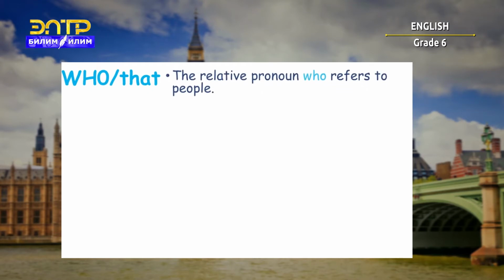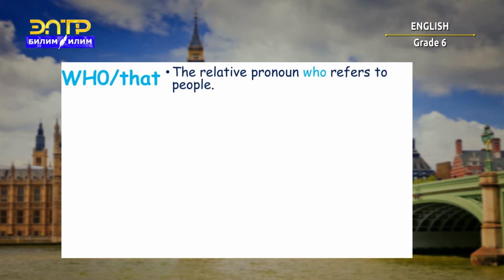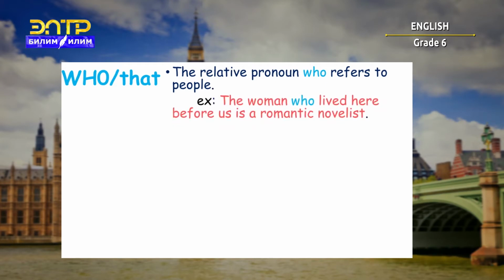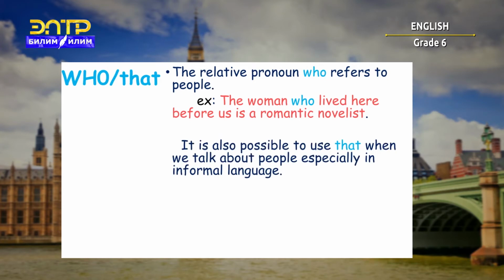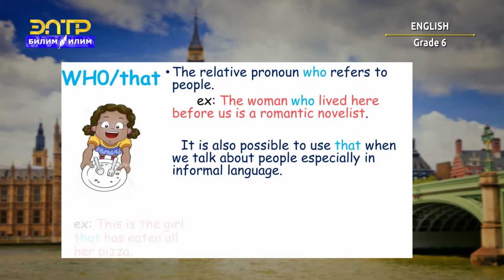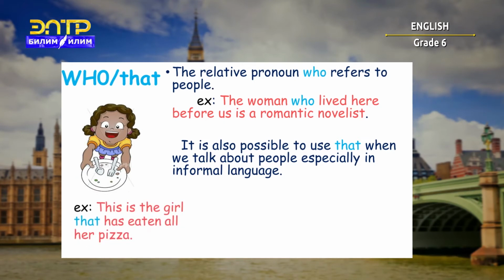Who or that. The relative pronoun who refers to people. For example, the woman who lived here before us is a romantic novelist. It is also possible to use that when we talk about people, especially in informal language. For example, this is the girl that has eaten all her pizza.